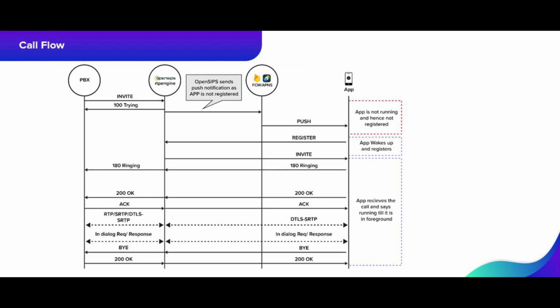As soon as the push notification is received, the application will send the register request to OpenSIPS, which actually restarts the connection between OpenSIPS and the application. OpenSIPS then forwards the invite to the application, and everything is as usual after that, meaning that the application will send 180 ringing, which will be relayed back to the PBX, the call will be answered, and there will be an RTP session between the PBX and the application.